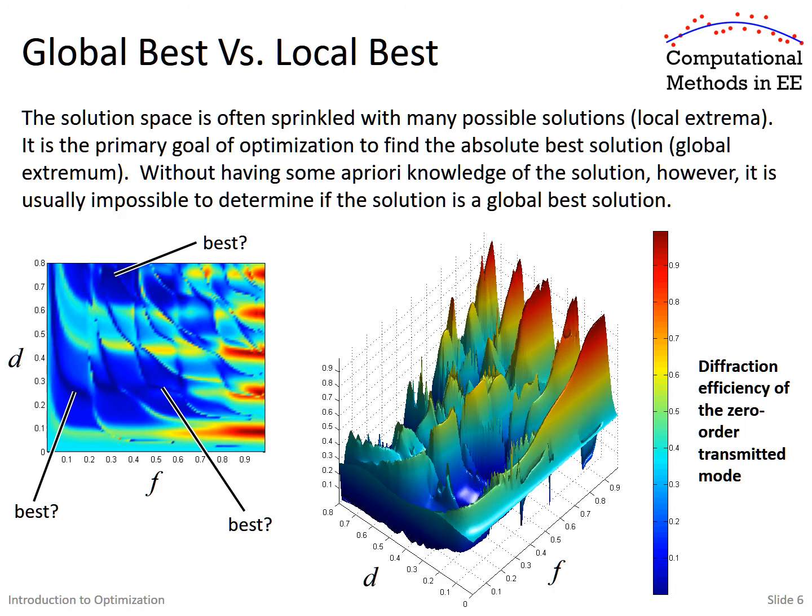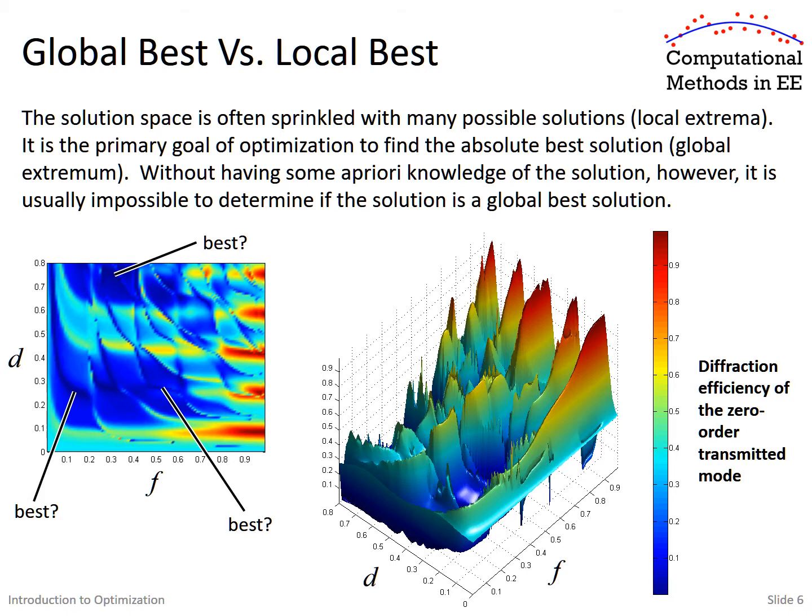Now in this case, I've done the work for you. I did actually set up a big double loop and did a comprehensive simulation of every single device design. And I plotted the merit function. In this case, that merit function is how much power went into that zero order mode. And look how crazy that solution space is. And this is not necessarily a crazy device. This is very typical of what a solution space could look like if you were to plot it.